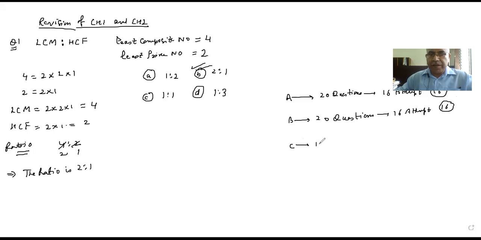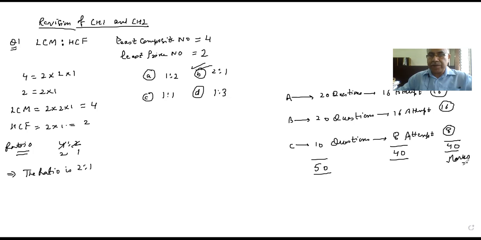Section C has 10 questions, 8 you have to attempt. So total number of questions is 50. Out of these 50, 40 questions you have to attempt and it will be of 40 marks. Any doubt to any student?